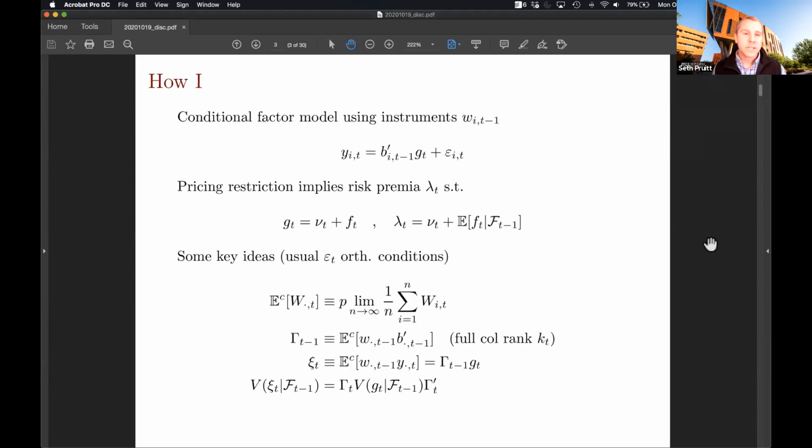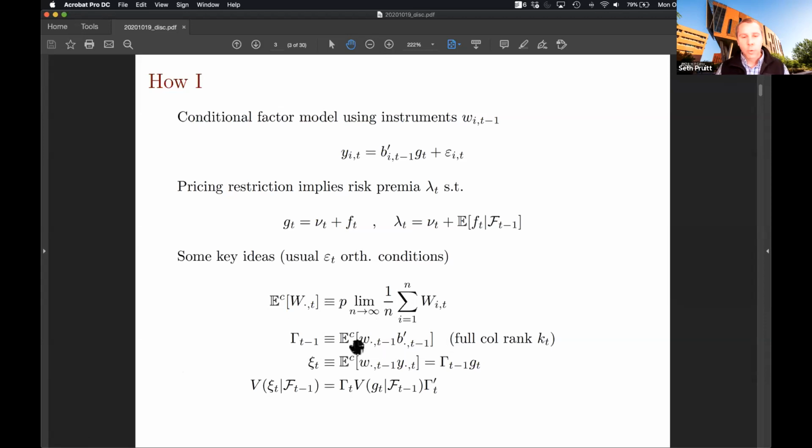Okay, so how does this work? Here's a conditional factor model I've just written down. This G object has 2 pieces. The risk premium is related to whatever is the conditional expectation of this factor F in this new idea, nu being the Greek letter. Some key ideas here. This E of C is going to be a cross-sectional average, just what Patrick described.